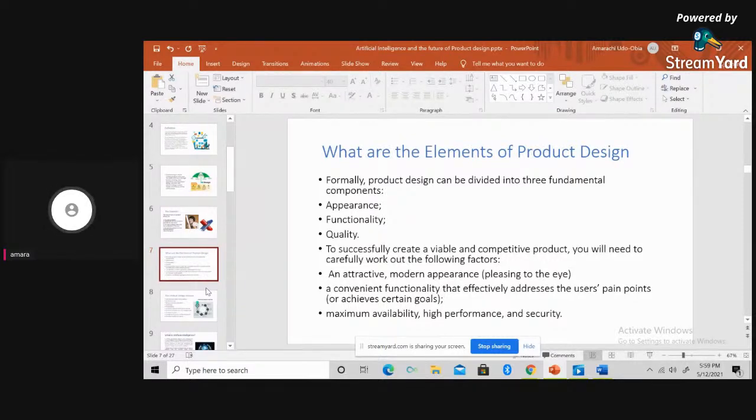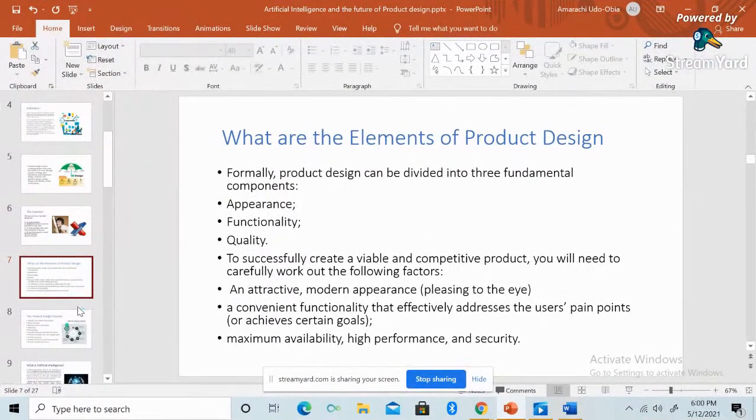Because if it's functional but it's ugly, people are not really going to like it. They're going to use it because maybe they don't have an alternative, or it's about the cheapest they can get, some very funny reason, but it's not going to be the first choice in their list. So, of course, the elements of product design, still on that, the convenient functionality that effectively addresses the user pain points or achieves the goals involved. There also should be maximum availability, high performance, and security for your product.